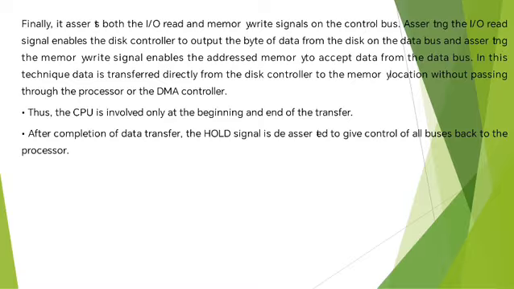Asserting the input output read signal enables the disk controller to output the byte of data from the disk on the bus, and asserting the memory write signal enables the addressed memory to accept data from the data bus. Thus, the CPU is involved only at the beginning and the end of the transfer. After completion of data transfer, the HOLD signal is deasserted to give control of all buses back to the processor.